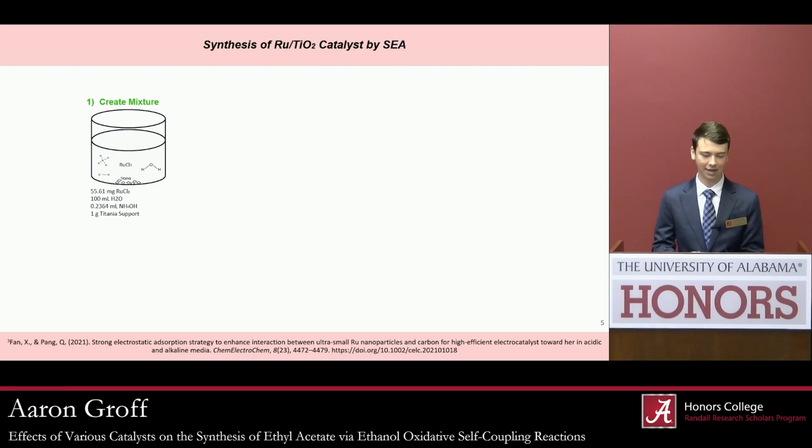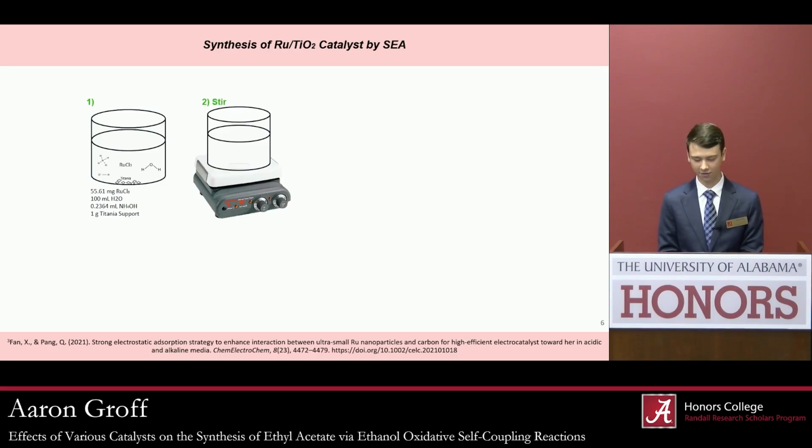This is so that we can dilute the catalyst. Ruthenium is a very expensive metal, so we don't want to use all ruthenium. Instead, we want to dilute it with titania, but it's going to keep the same enhanced catalytic properties that ruthenium has as long as the ruthenium is spread out along the titania surface evenly, which is the goal of this SEA catalyst synthesis method. Next, we're going to stir our mixture and then check the pH.